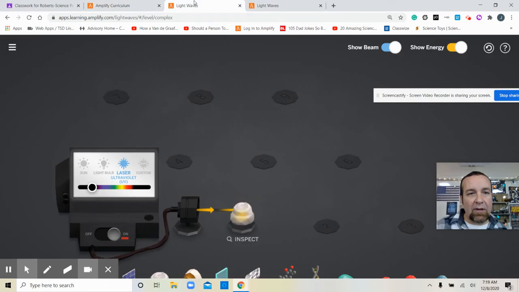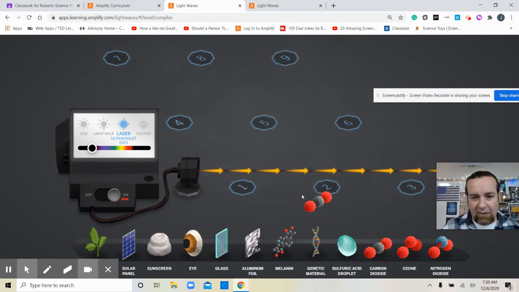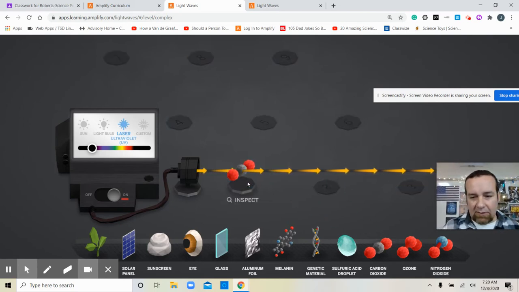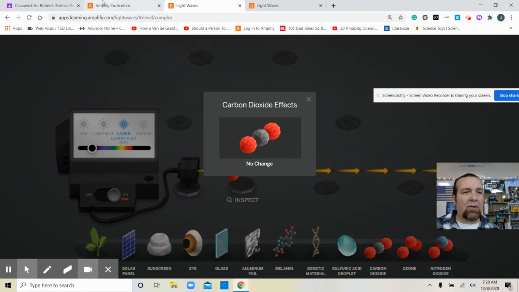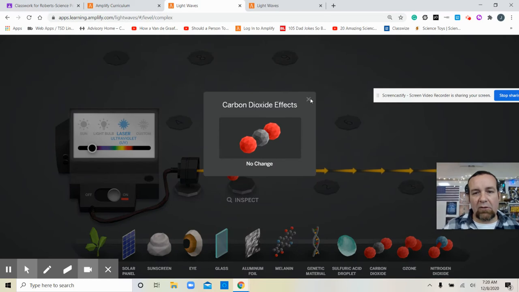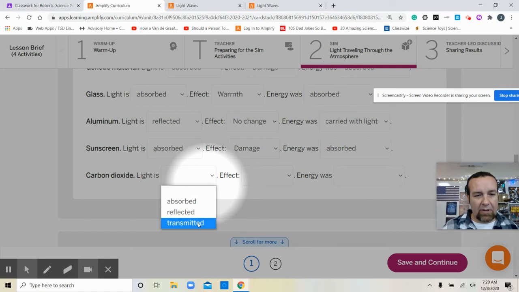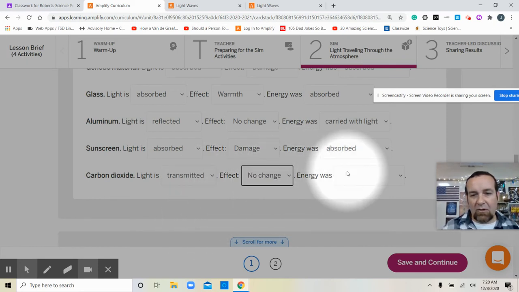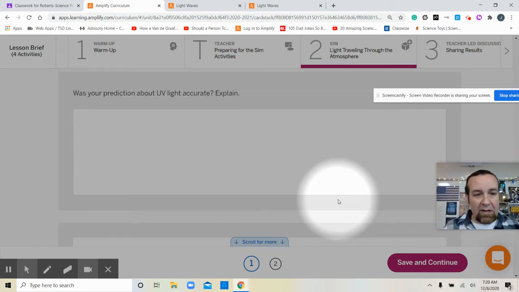Last but not least, friends, we've got to do some carbon dioxide. So I'm going to drag that one down. And where's my carbon dioxide? Hey, there we go. Wait, is that really carbon dioxide? Oh, it is. Look. It's not doing anything. It's transmitting through. This is the first one we have that transmits through. And notice there's no effect, no change. So, cool. Got our transmitted. We've got no change. And then since it wasn't absorbed, the energy was just carried by light.